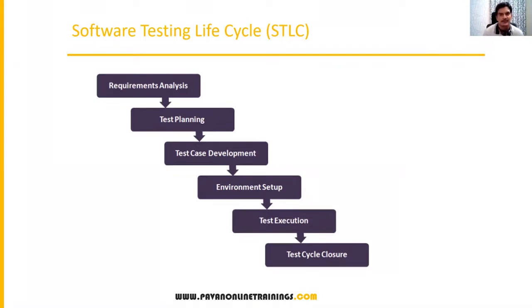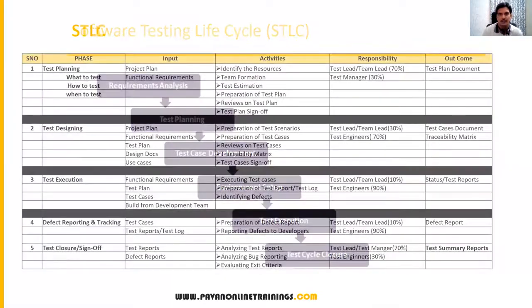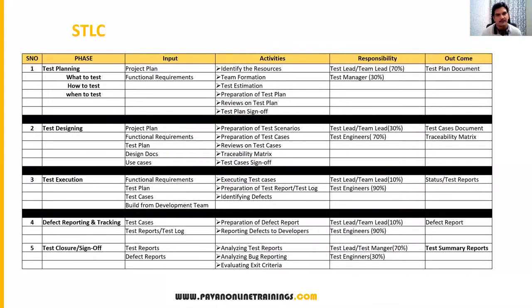So totally six phases: requirement analysis, planning, test case design or development, environment setup, test execution, and test cycle closure. So these are the different phases involved in the software testing life cycle. Now we will see each and every activity step by step. So requirement analysis, we already know.